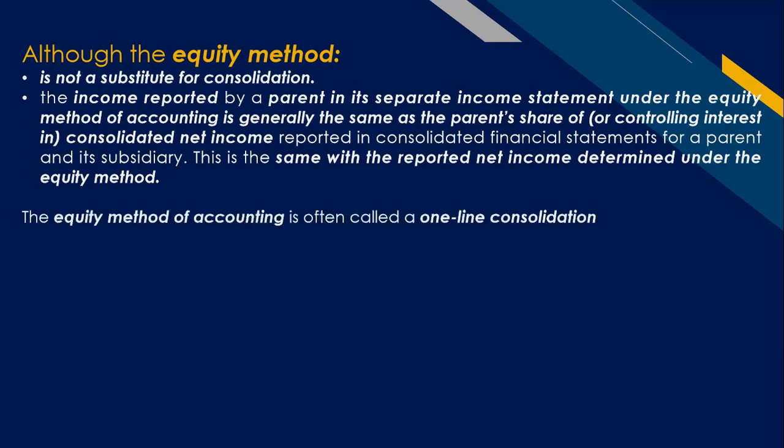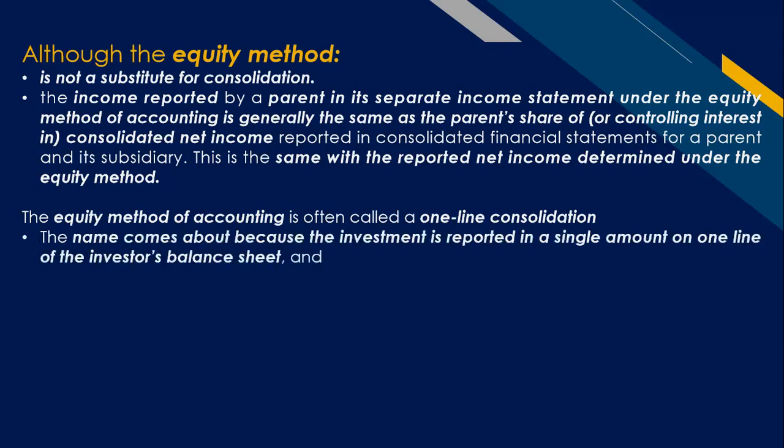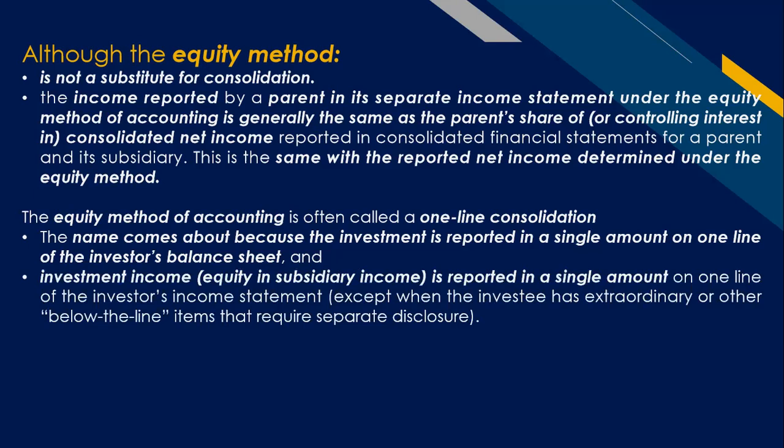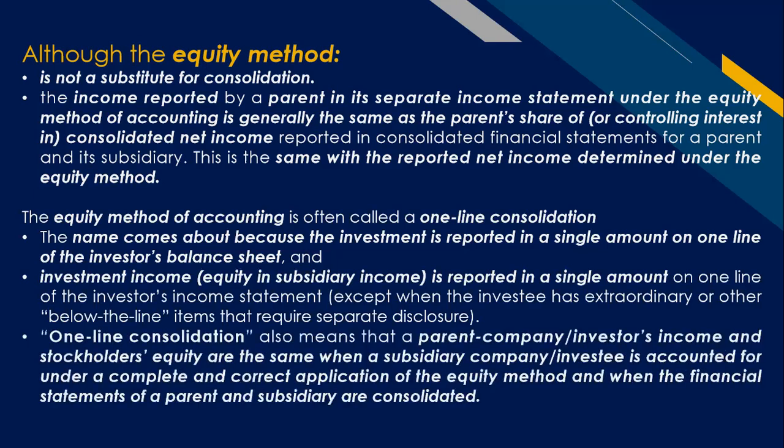The equity method of accounting is often called a one-line consolidation. The name comes about because the investment is reported in a single amount on one line of the investor's balance sheet, and investment income, equity in subsidiary income, is reported in a single amount on one line of the investor's income statement, except when the investee has extraordinary or other below-the-line items that require separate disclosure.